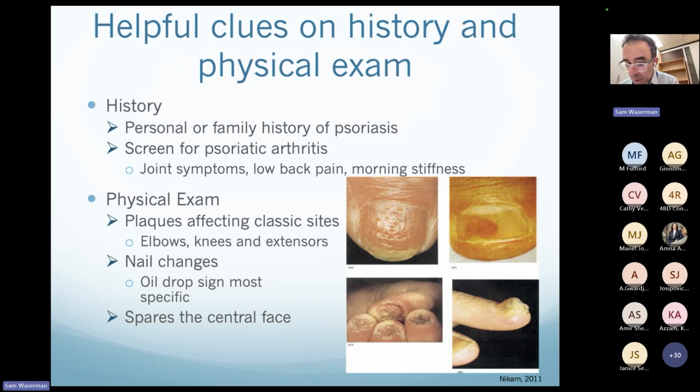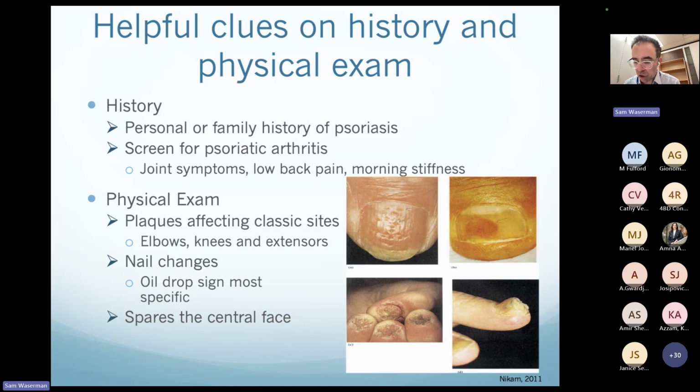Now, pitting is not very specific. You see pitting there on your top left. It's also seen in alopecia areata and eczema, but it is important and would lead you possibly in the direction of psoriasis. I want to draw your attention to the oil drop sign, so the top right picture there. That's virtually pathognomonic for psoriasis. So you see that translucent, yellow-red discoloration beneath the nail plate. So if you see that, you can be certain that this is psoriasis.